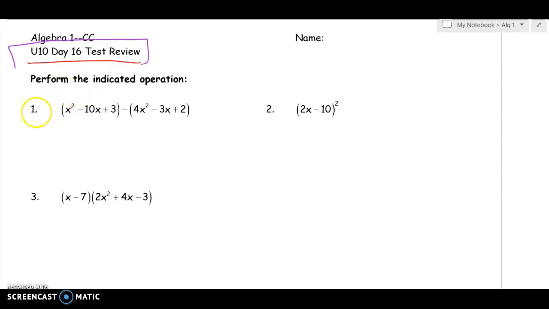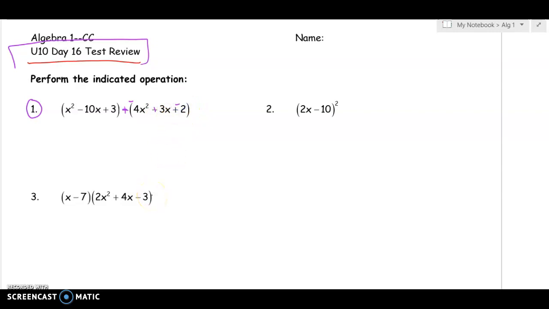All right, one of the things that we did at the very beginning of this unit, when we were actually still in school and not doing this e-learning stuff, was we learned how to add and subtract our polynomials together. All right, so something like this. We have x squared minus 10x plus 3 minus this guy, 4x squared minus 3x plus 2. If you are subtracting the polynomials, what you want to do is make this addition and turn these into their opposites. So this will be a negative 4x squared. Instead of a minus 3x, it'll be a plus. Instead of a plus 2, it'll be a minus 2.